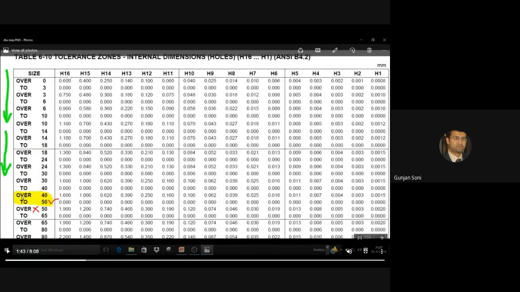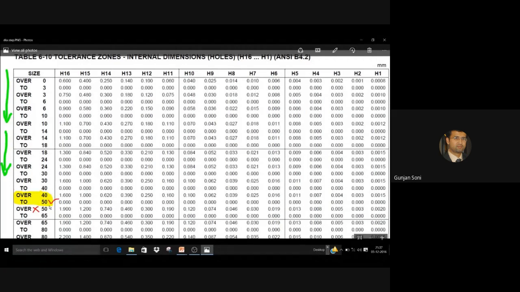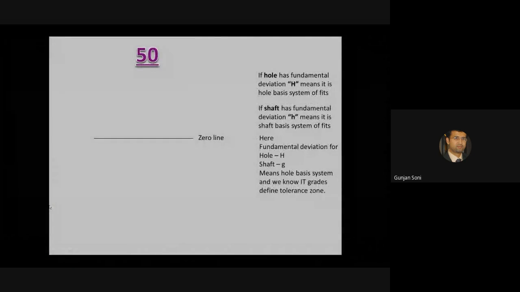See across the top, you can see H16 to H1. These are all tolerance zones for holes. So 40 to 50, we can see these are the step sizes, the diameter step of 40 to 50. Now, above the zero line, the deviation will be positive, and the size of the component goes on increasing as we go up.